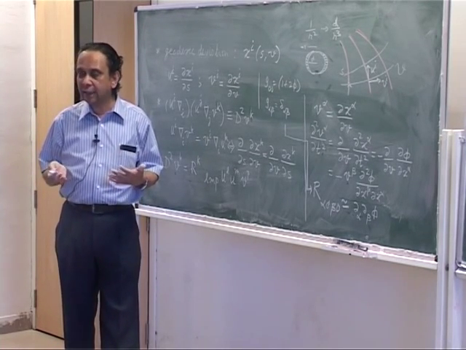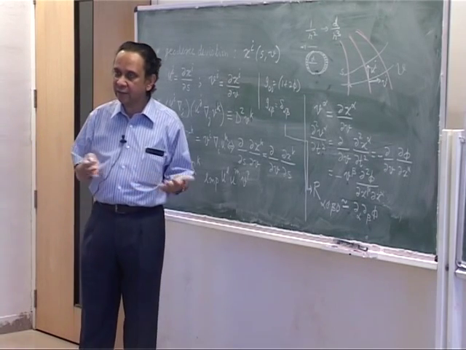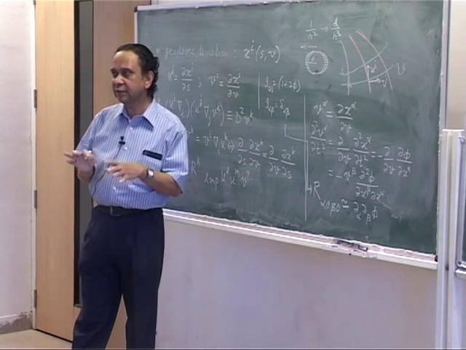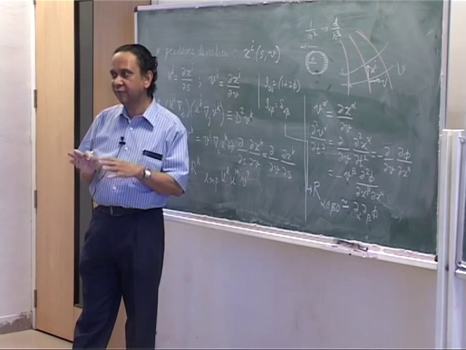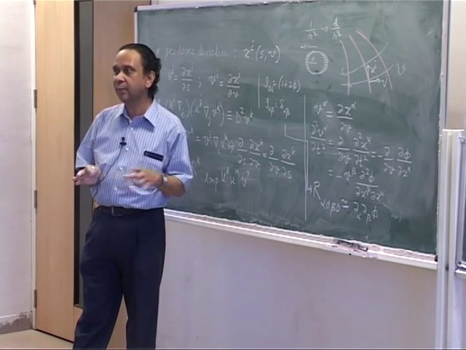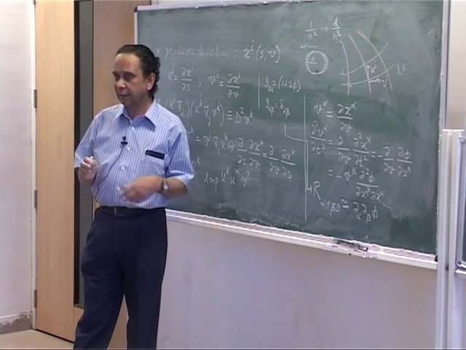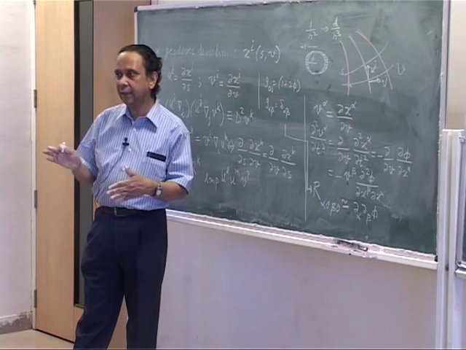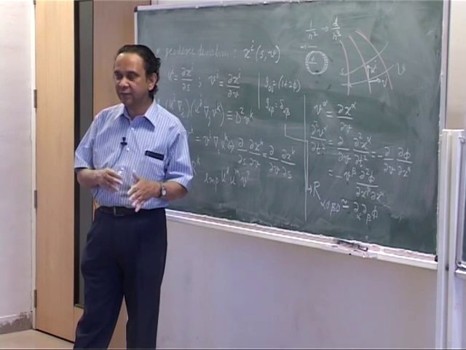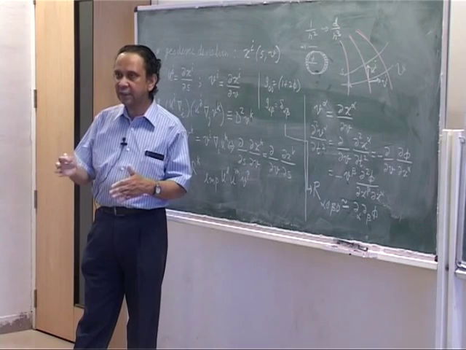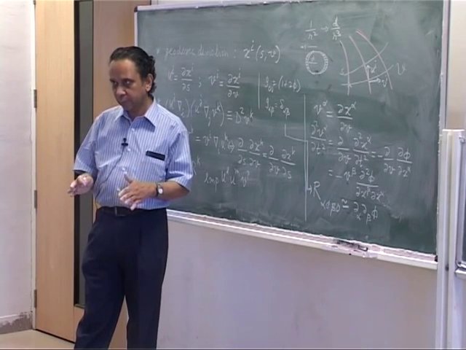And since a tensor which vanishes in one frame will vanish in all frames, I could have worked things out in flat space-time and shown that in a given coordinate system R vanishes. Thereby we concluded that the space-time being flat and the curvature tensor vanishing imply and are implied by one another.